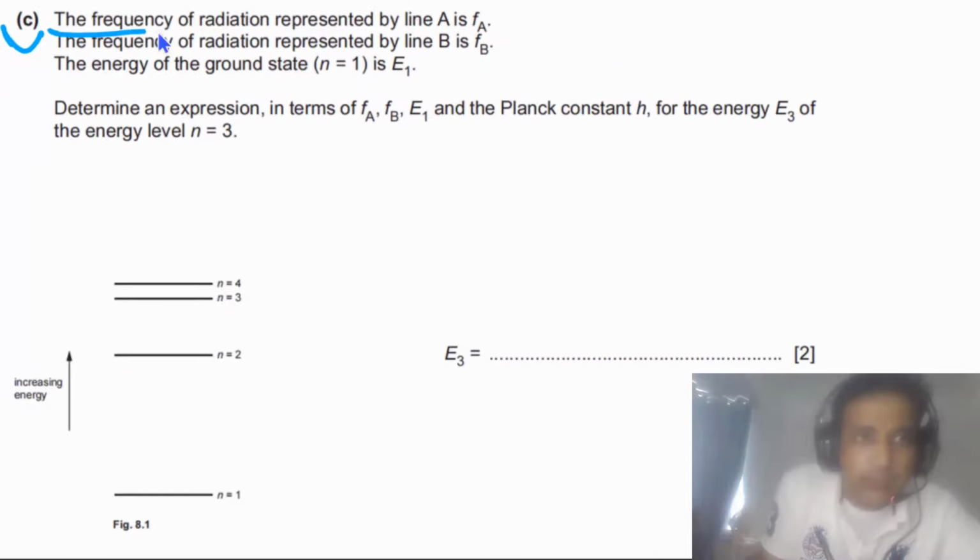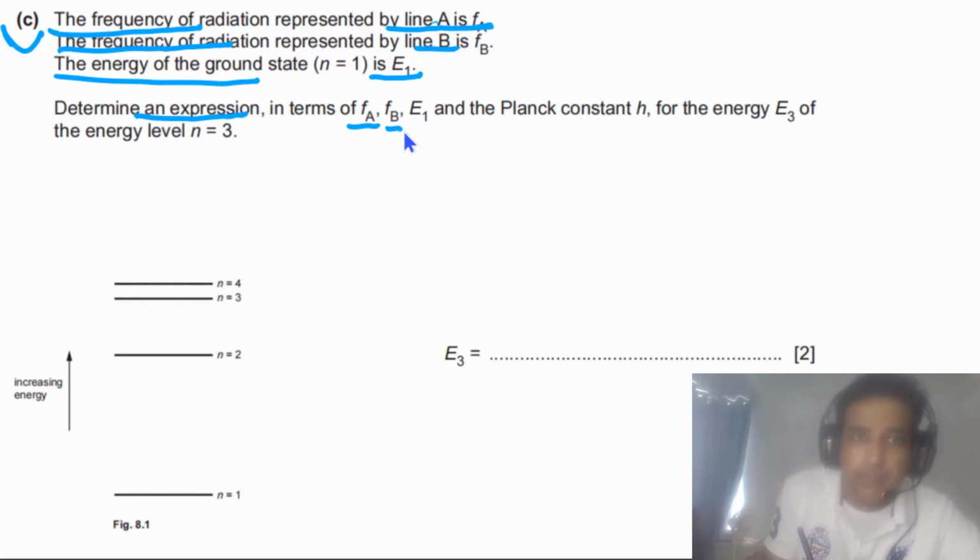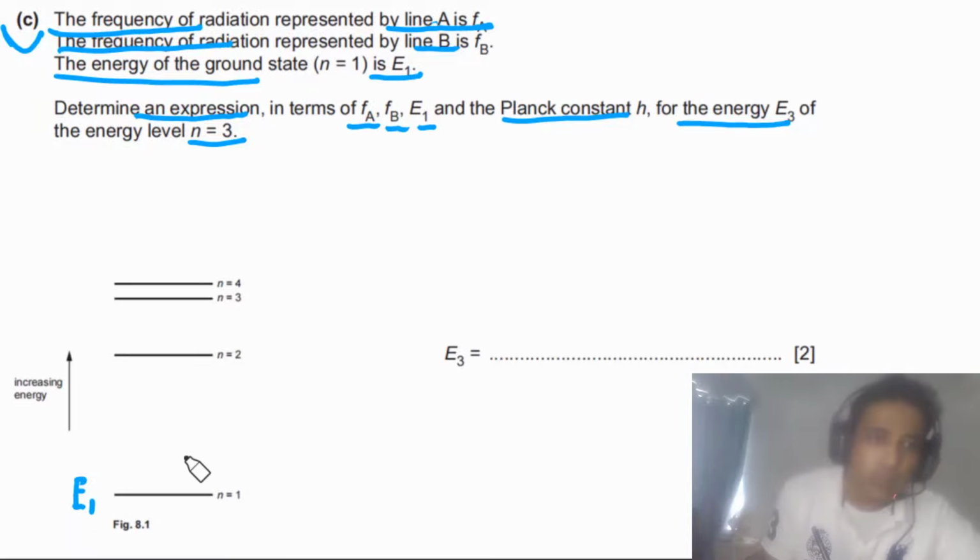Part C says the frequency of radiation represented by line A is F sub A. The frequency of radiation represented by line B is F sub B. The energy of the ground state is E1. Determine an expression in terms of FA, FB, E1 and the Planck constant for the energy E3 of the energy level n equal to 3. For this one, it is given that the energy of the ground state is E1. And when we move from N1 to N2, energy is increasing. Energy increased by hFA.